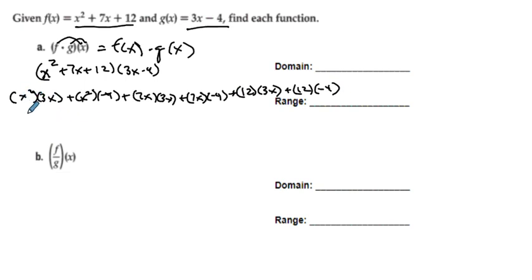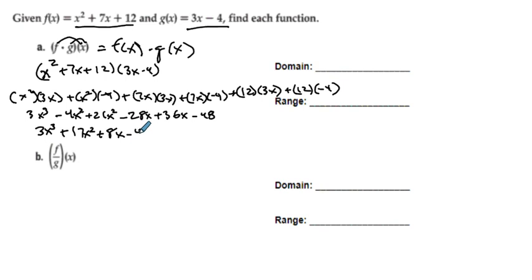So we have x squared times 3x, so you get 3x cubed, all right? And then we have minus 4x squared, and then plus 21x squared. All right, so there are my x squared terms. We have minus 28x and then plus 36x. So there's my x terms. And then you have minus 48. And so when we simplify this, we get 3x cubed plus 17x squared plus 8x minus 48.